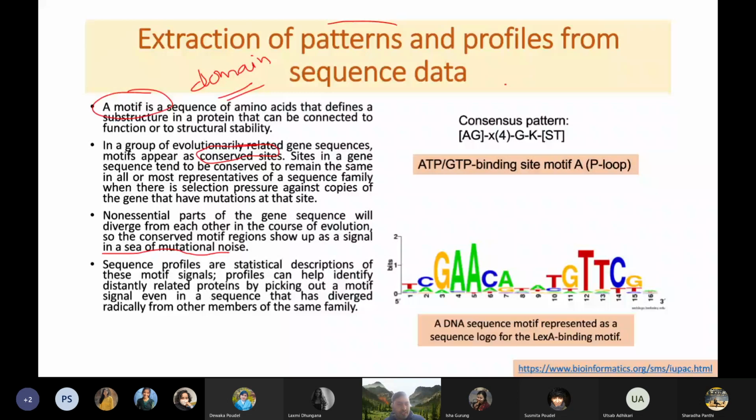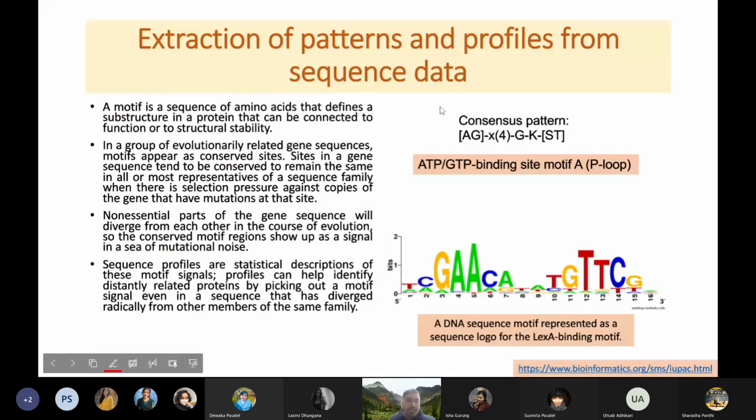So sequence profiles are statistical descriptions of the motif signals. A profile can help identify distantly related proteins by picking out the motif signal even in sequences that have diverged radically from the members of the same family. So you can generate these kinds of profiles. This is a profile. There is a chance, right? Not every sequence has the same motif.